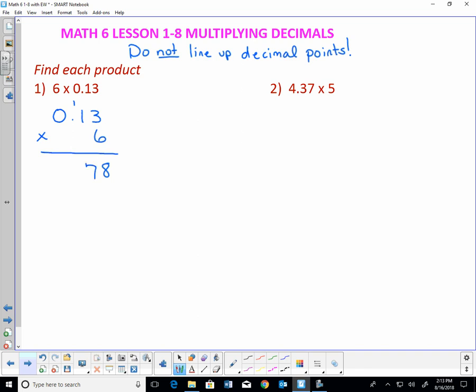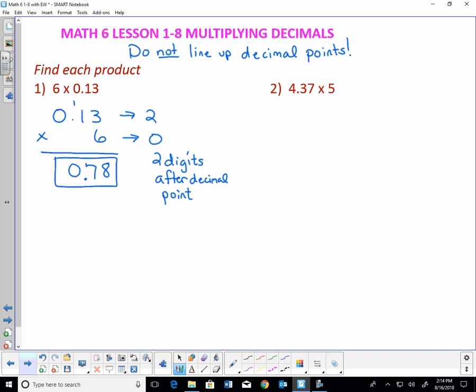Now I have to take care of where my decimal point goes. You don't bring it straight down. In this particular problem, if you brought it straight down, it would be in the right place, but that's not always the case. You have to count how many places after the decimal point. I have 2 digits after the decimal point here. I have 0 digits after the decimal point there, for a total of 2, so I need 2 digits after the decimal point. That means my decimal point would have to come in front of the 7. I'm going to annex a 0 there because I like it, and there you go.